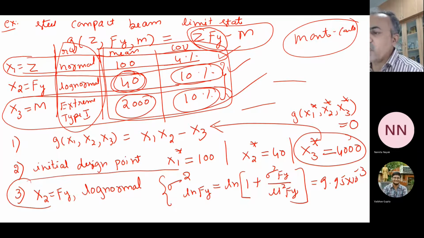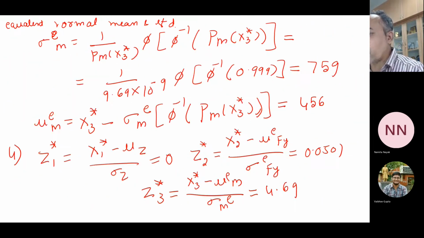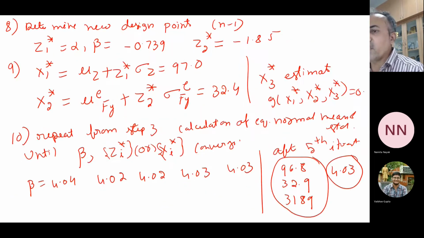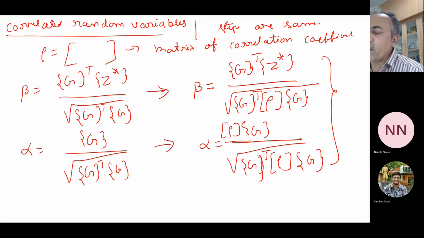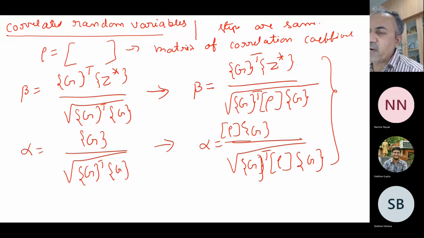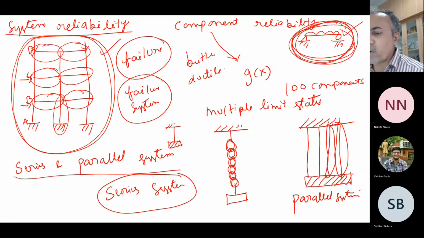Suppose the problem is linear and all your variables are also normal, then it is very easy. But if they are not, then you have to do all these steps. This we have seen in the last class. And if it is correlated also, you can calculate the correlation coefficient and write it. Of course, doing these things on pen and paper is difficult, but on a computer it's very easy to solve all these problems.